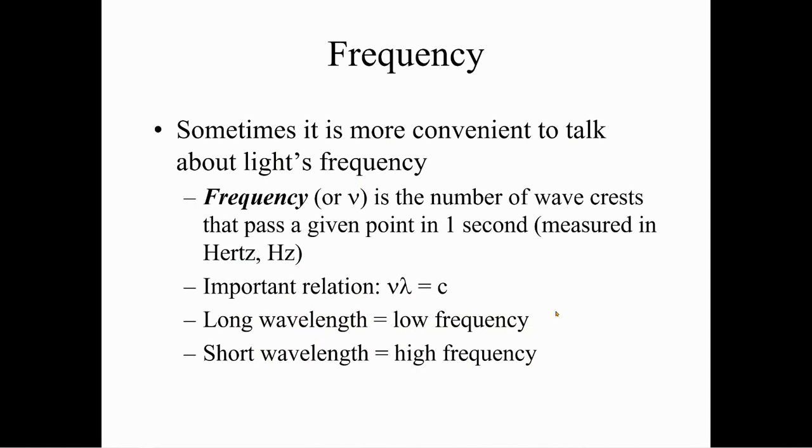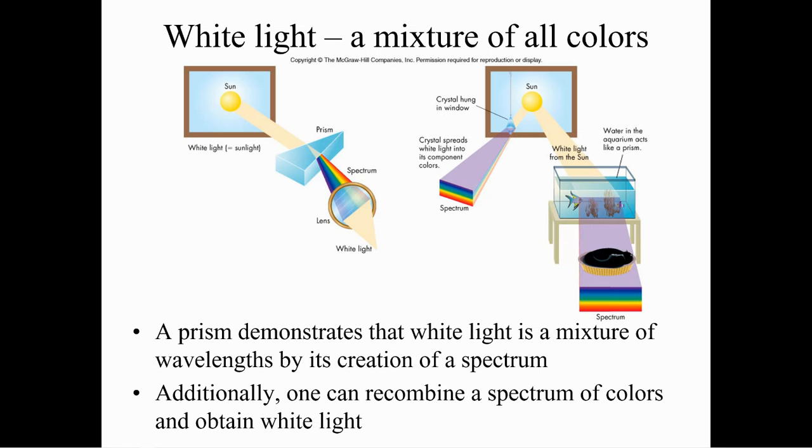All right, sometimes it's more convenient to talk about the light's frequency. Frequency, or ν, is the number of wave crests that pass a given point in a second, measured in hertz. So frequency is a form of velocity. How fast is that wave going? How many waves pass per second? So the relationship here is frequency, or how many waves pass per second, times the wavelength, and that will always equal the speed of light. Long wavelengths have a low frequency, and short wavelengths have a high frequency.